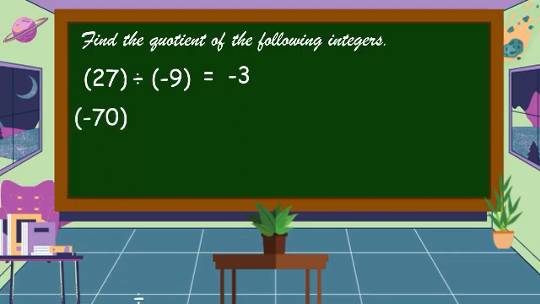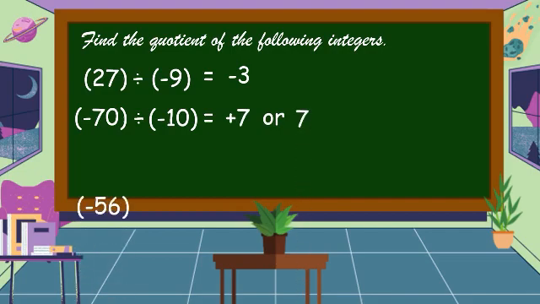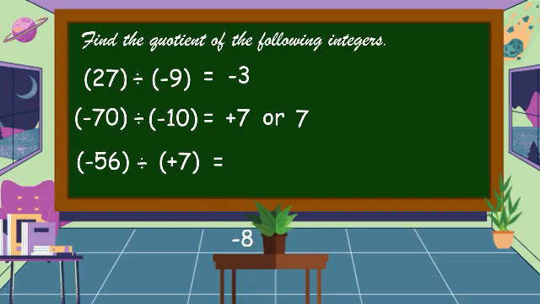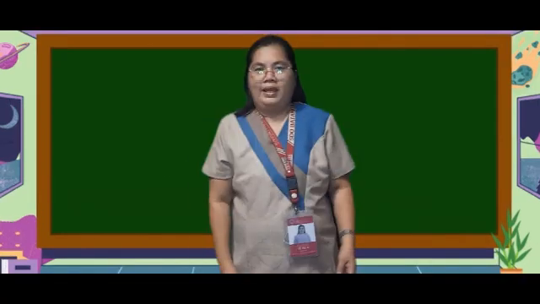Another sample. Negative 70 divided by negative 10. So, 70 divided by 10, the answer is 7. Negative divided by negative is equivalent to positive. So, the answer is positive 7 or 7. Another one. Negative 56 divided by positive 7. So, we're going to divide 56 by 7. So, our answer is negative 8.